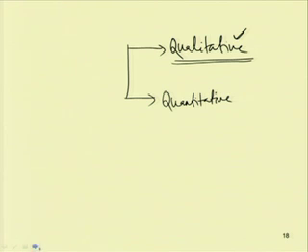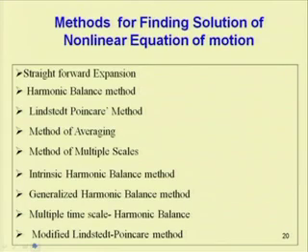And in case of the quantitative response, there are several perturbation methods available to study the system. For example, one can use the straightforward expansion method. In this method, one can write the equation, for example, in this form: x double dot plus omega n square x plus 2 zeta omega n x plus alpha x cubed equal to f cos omega t.